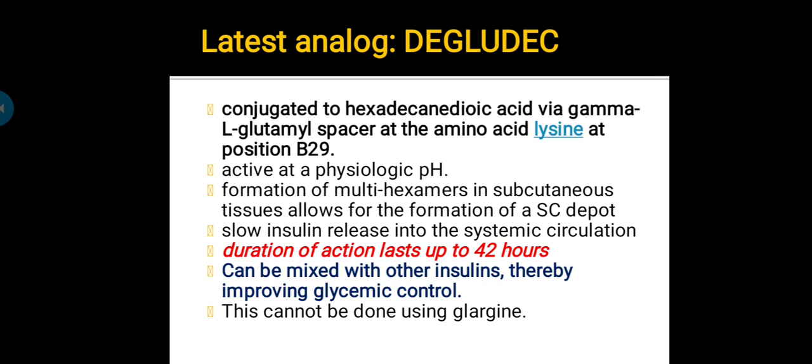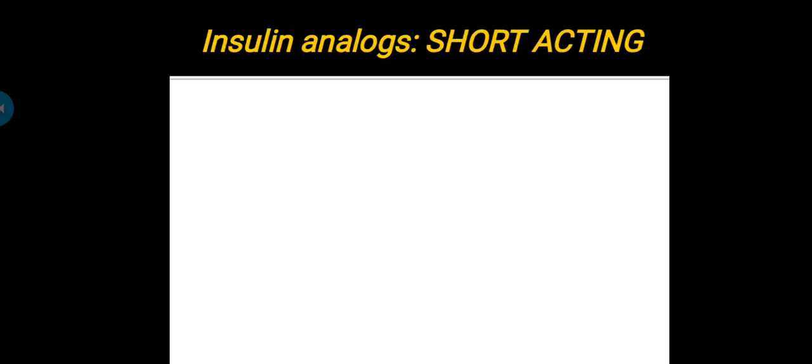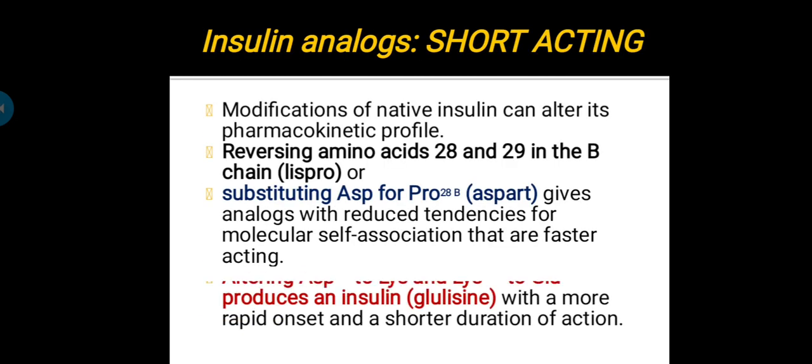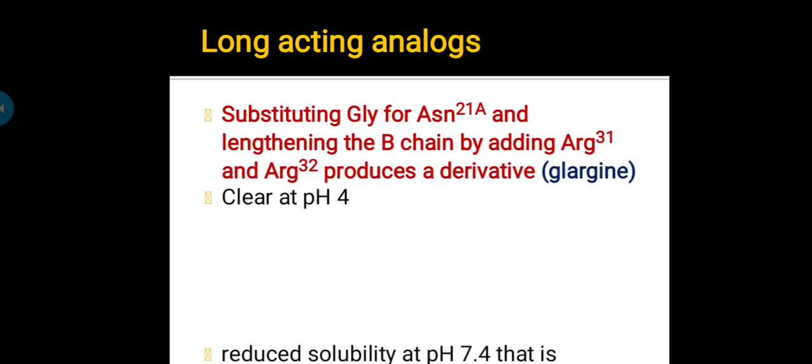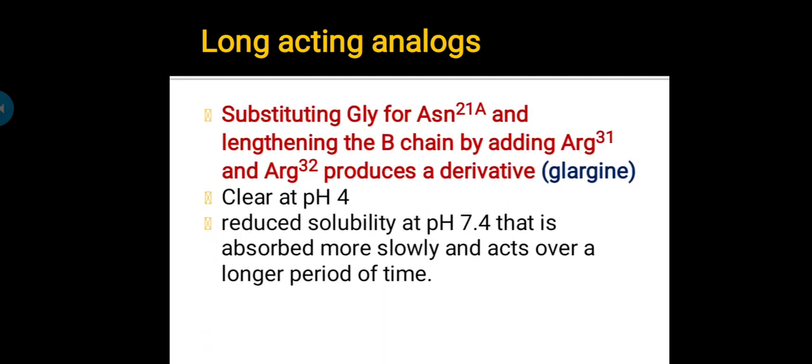So degludec is the longest acting insulin, and it can be mixed with other insulin, thereby improving the glycemic control. As it is active at the physiological pH, other insulins like insulin aspart can be combined with insulin degludec in the same syringe, and that can provide improved glycemic control. But this cannot be done using glargine, because glargine is clear at pH 4 but less clear at pH 7.4. So it has reduced solubility at pH 7.4, is absorbed more slowly and acts over a longer period of time. So glargine cannot be mixed with other insulin, but degludec can be mixed with other insulin.